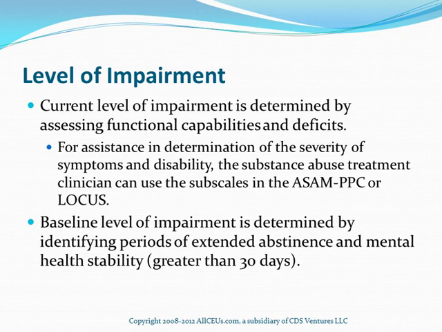People's current level of impairment is determined by assessing functional capabilities and deficits. You can use the ASAM PPC-2, which is probably the most common because it's a quick and dirty assessment. Or you can use the LOCUS, which is a much more comprehensive assessment, and we go over that in depth in part 2 of this series. Either way, it provides you, again, an objective rating scale in order to support your decision for placement. The baseline level of impairment needs to be determined by identifying periods of extended abstinence and mental health stability greater than 30 days. Some of your clients won't have this, so they're going to be obviously on the more severe end of needing treatment services.